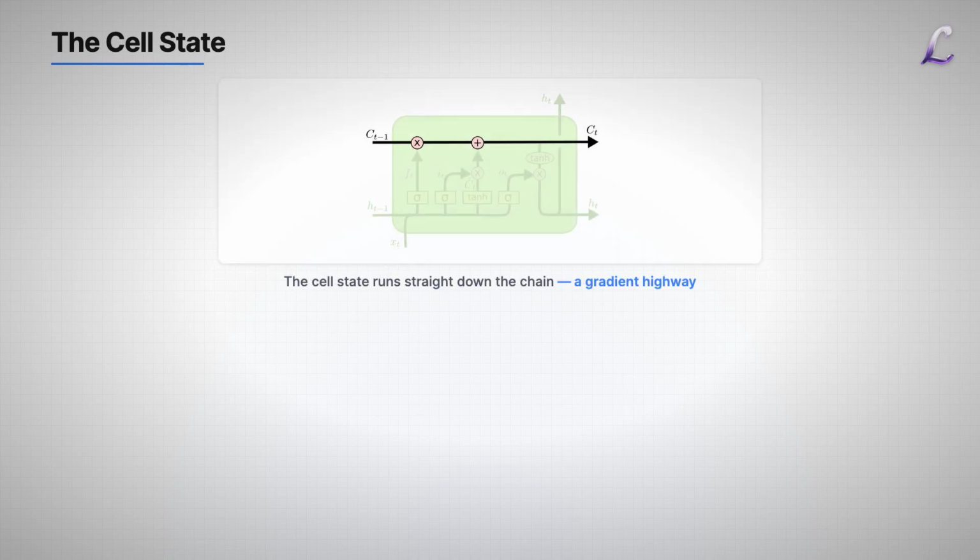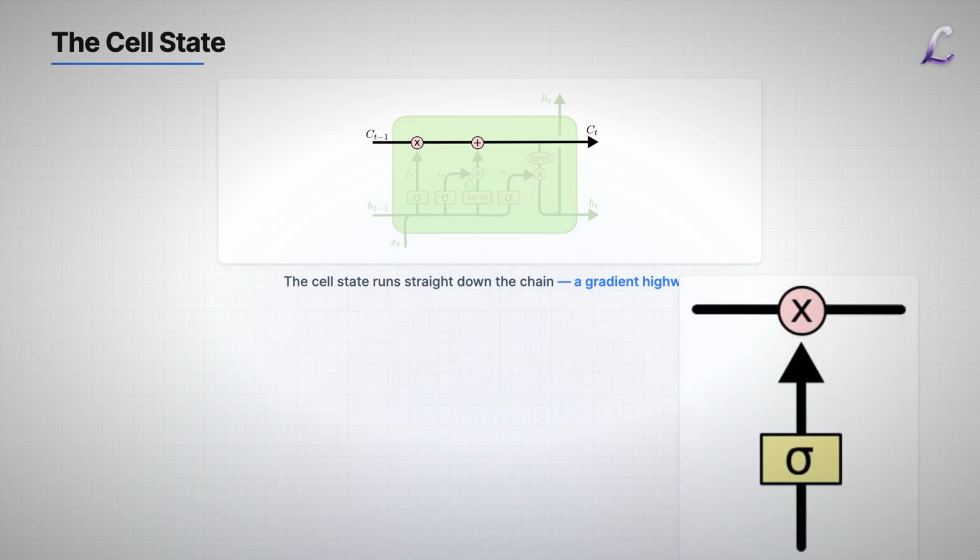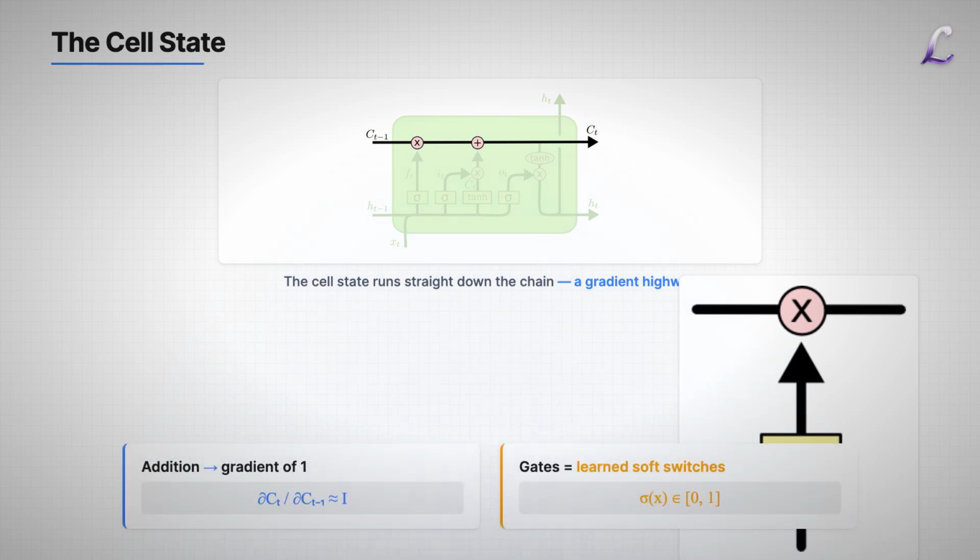Look at this diagram. The cell state runs horizontally across the top of the LSTM, like a conveyor belt. And here's the critical insight: the operations on the cell state are linear. It's modified only by pointwise multiplication and pointwise addition. No matrix multiplications, no nonlinearities applied directly to the cell state itself. Why does this matter? Because the gradient of addition with respect to its inputs is 1. When you backpropagate through the cell state path, gradients flow nearly unchanged. This is the gradient highway that makes LSTMs work.